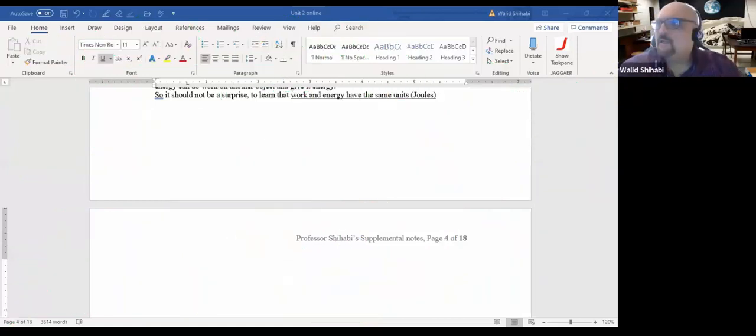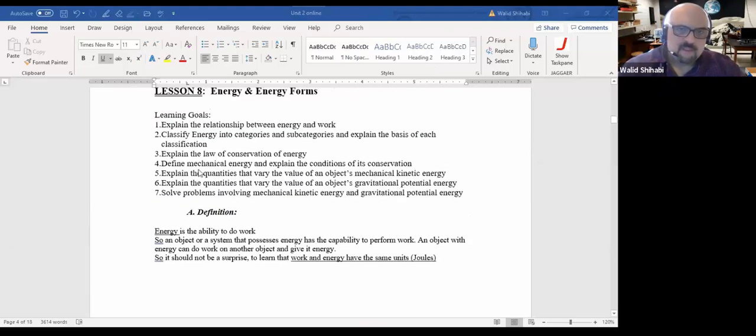Okay. If you look here, we covered, let's see, we explained the law of conservation of energy, we defined mechanical energy and explained the condition of its conservation. Remember, it's conserved whenever there is no friction. The total mechanical energy will be conserved. And recall, guys, total mechanical energy is mechanical kinetic energy plus gravitational potential energy. It's not the 7 categories, it's only 2 subcategories from among all those 7 subcategories.